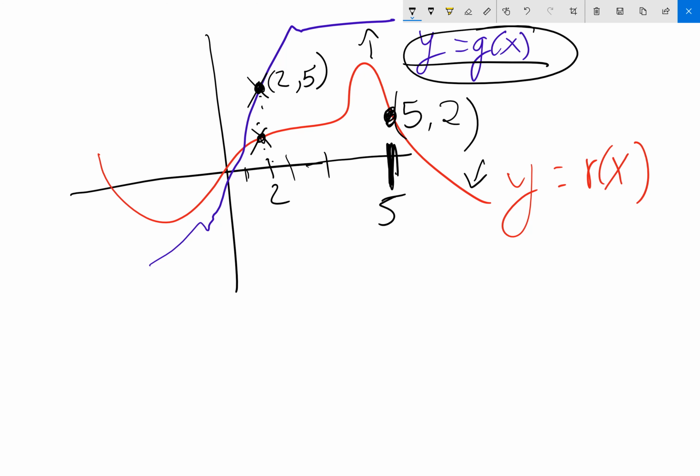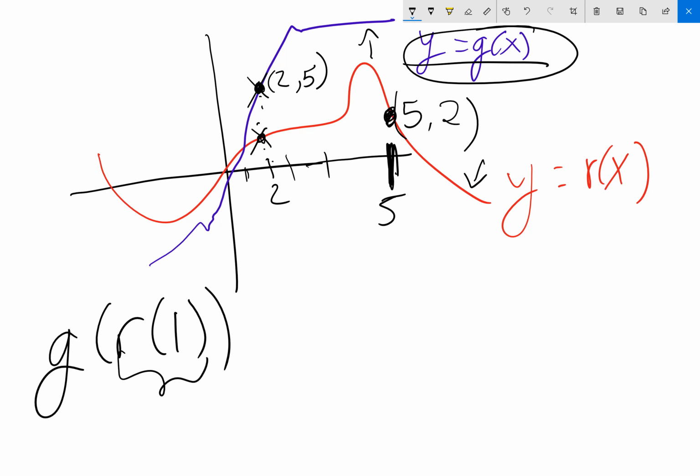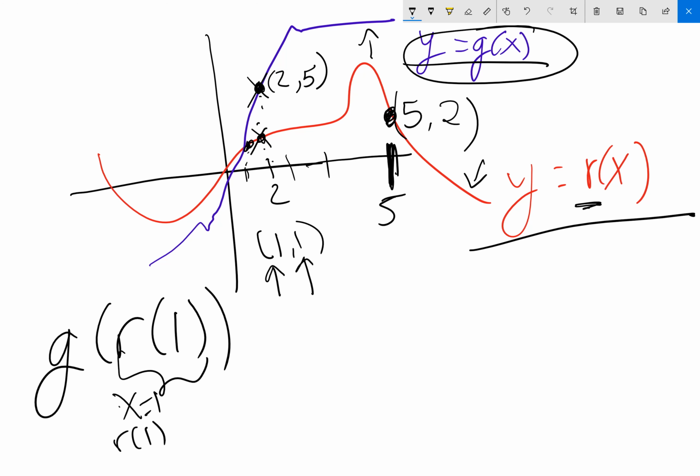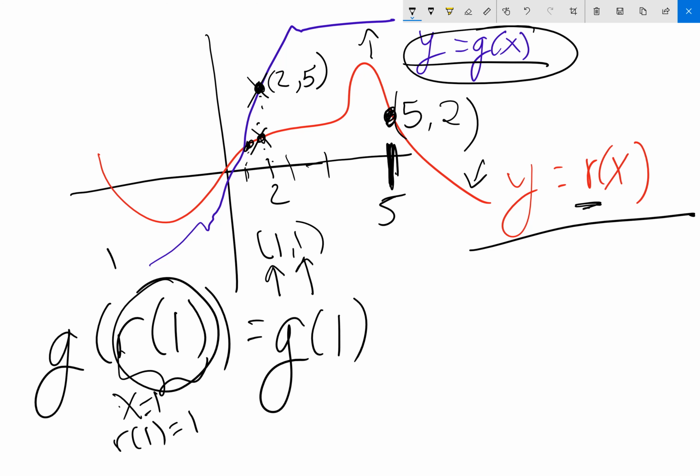Okay, so now we're looking for g of r of 1. So first we're going to find r of 1. X is 1. R of 1 is going to be equal to, let's see, we're looking at the r graph, so we're looking at the red one. The point is 1, 1. So when x is 1, y is 1 in the r of x function. So we can replace this with 1, so now we're looking for g of 1.